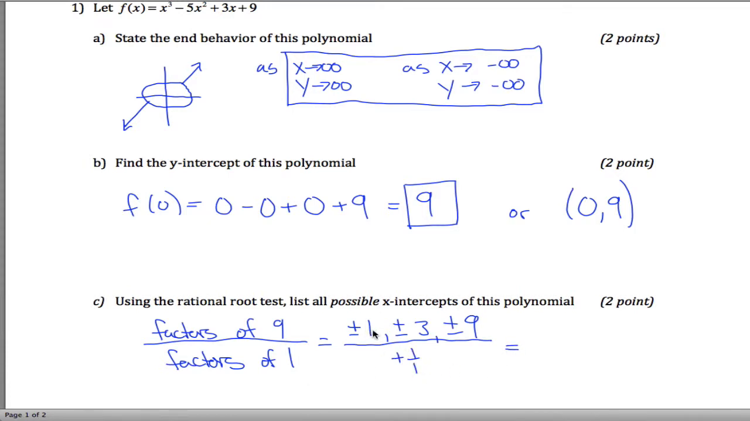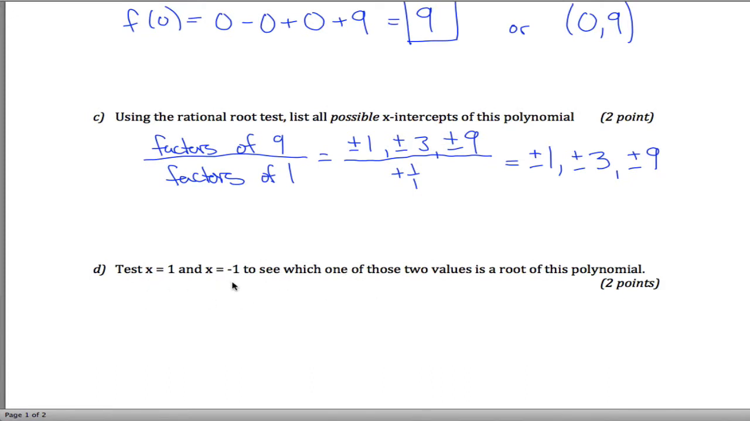So what that means is I can either do positive 1 or negative 1 divided by positive 1 or negative 1. What that gives me is either 1 or negative 1, 3 over 1 or 9 over 1. I get that there's only 6 possibilities for x-intercepts of this polynomial that are rational numbers. That's what the rational root test tells me.